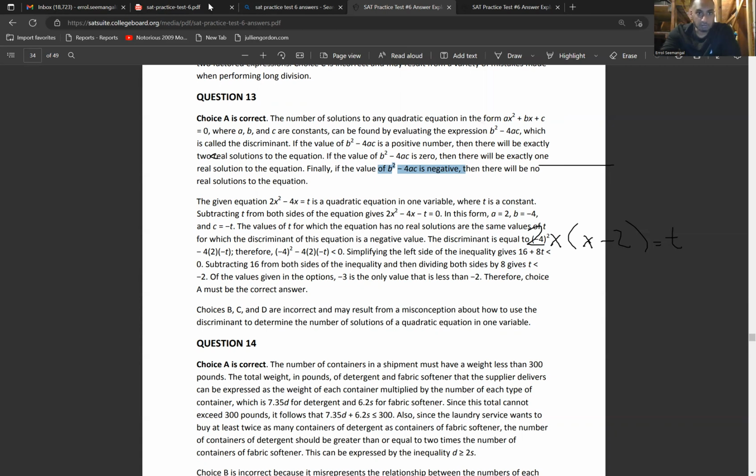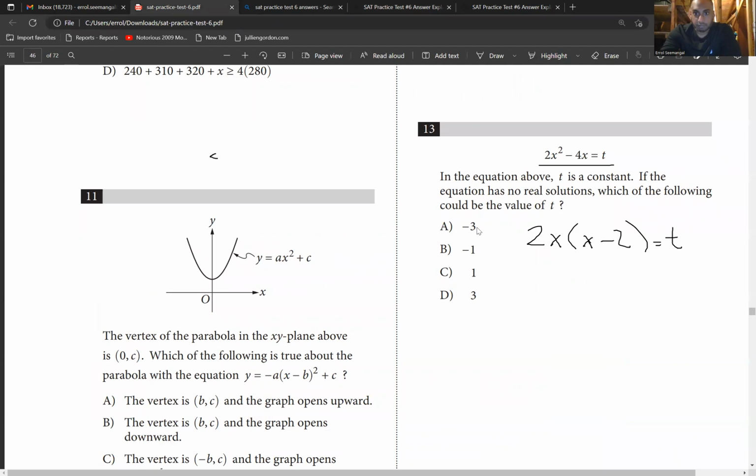A, which is -3. So okay, let's do it right quick. Okay, so eraser. If we put it all in the right form, we do it like this: 2x squared minus 4x minus t. So we know A is 2, B is -4, and C is -t.